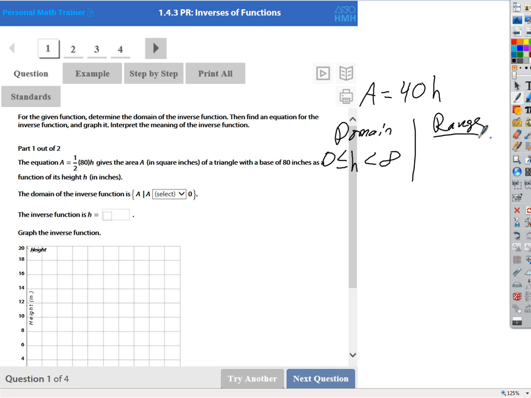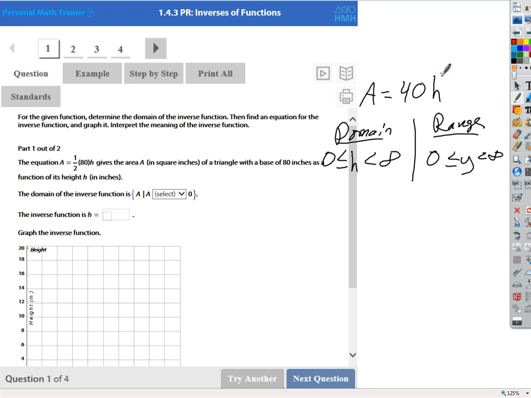The range will be all the outputs we get from that. Well, if I put 0 in for H, I get 0 for A, right? But if I put in any other value, any positive value for H, I'm going to get back some positive area, right? So does everybody agree that the range is going to be Y is greater than or equal to 0 and less than infinity?